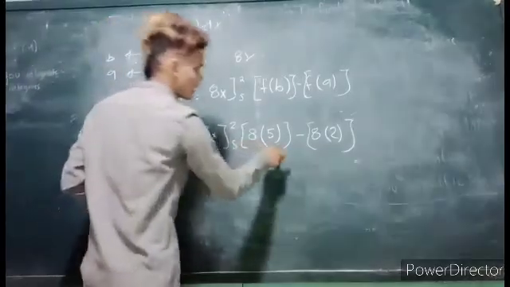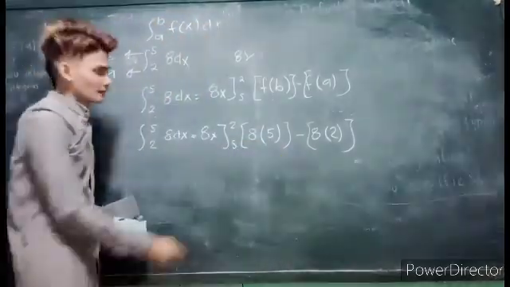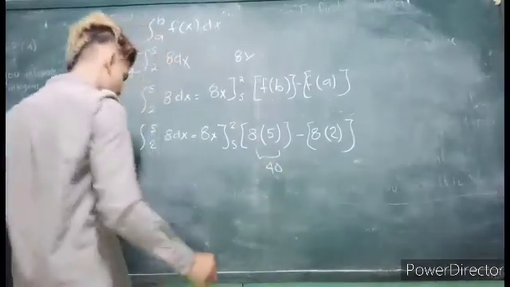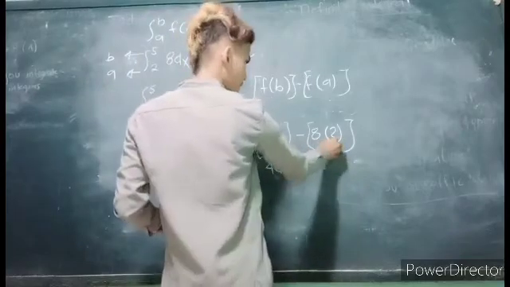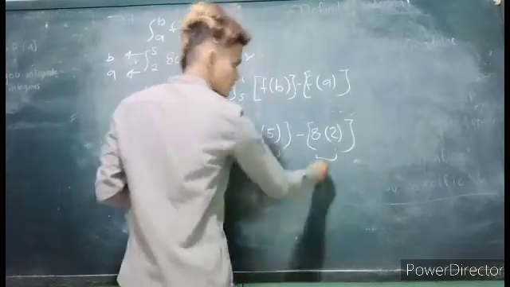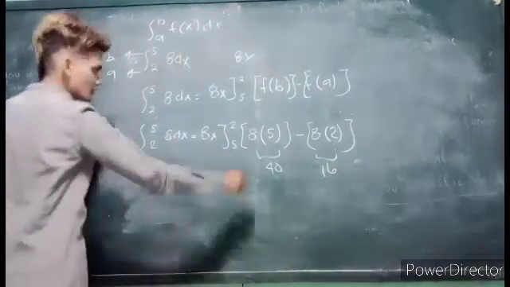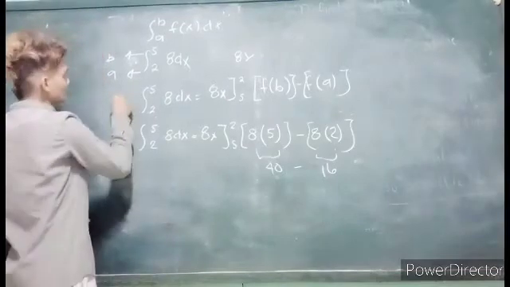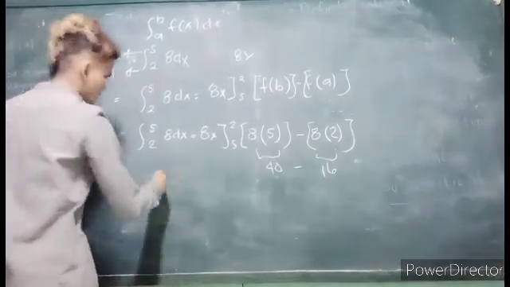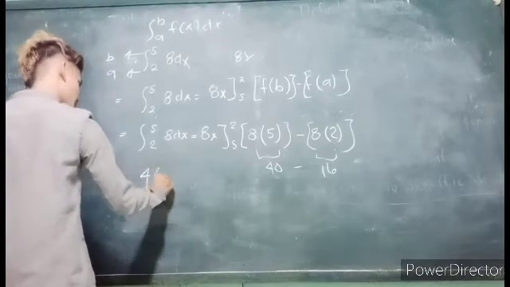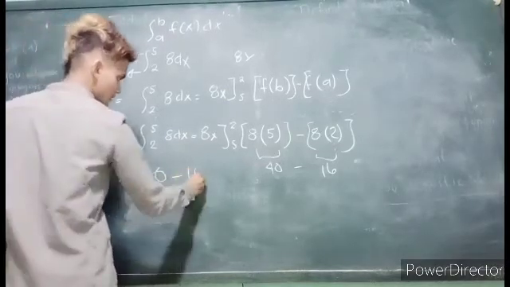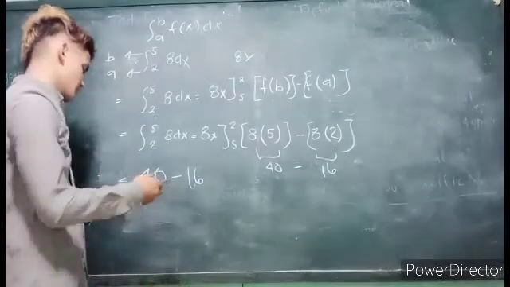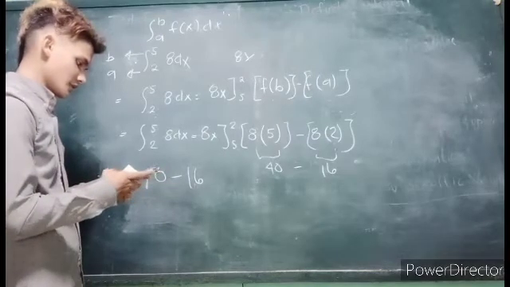Let's solve it. 8 times 5 equals 40. Very good. Next, 8 times 2 equals 16. Let's subtract: 40 minus 16 equals 24.